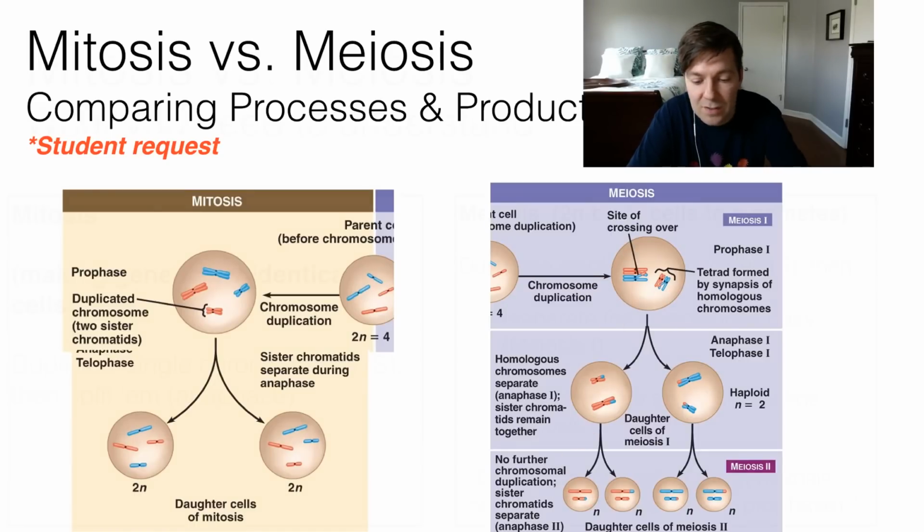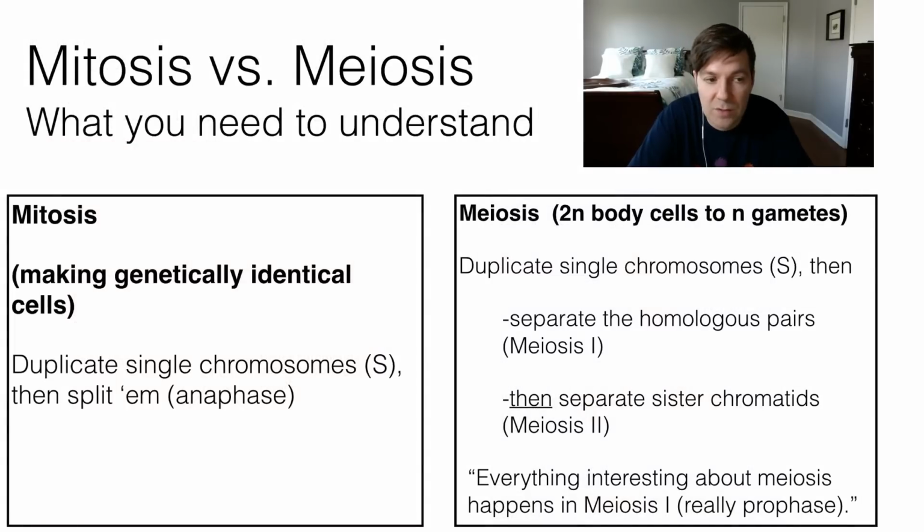But everything interesting in meiosis happens in meiosis 1, okay? Mitosis makes genetically identical cells. All you have to do is duplicate your single chromosomes in S phase and then split them in mitosis. Meiosis, you have to duplicate your single chromosomes just like you do in mitosis. Meiosis 1 serves to separate the homologous pairs. Meiosis 2, all it does is separate the sister chromatids, which looks a lot like mitosis.